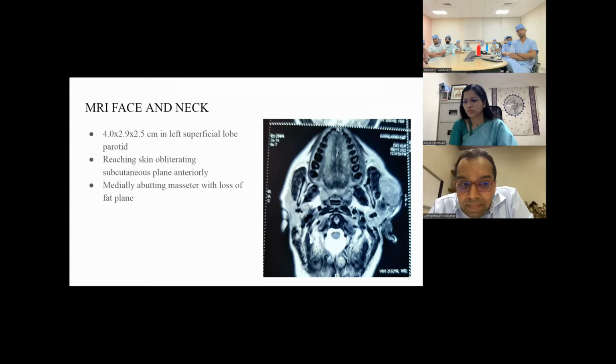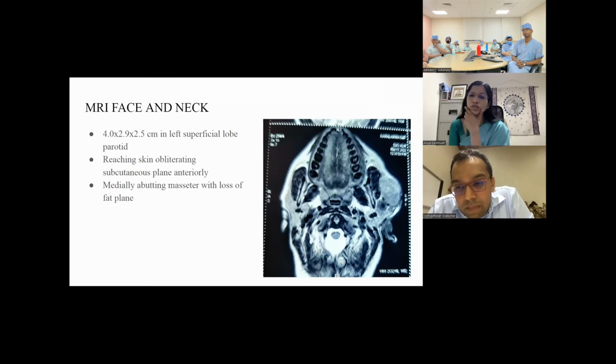When will you sacrifice the nerve? Intraoperatively, if the nerve is involved, if it cannot be shaved off from the tumor, or it is going through the tumor. And also if preoperatively the patient is having facial nerve palsy. So would you do a frozen section? Intraoperative frozen section. We can send the perineurium to see if it is involved by the tumor.